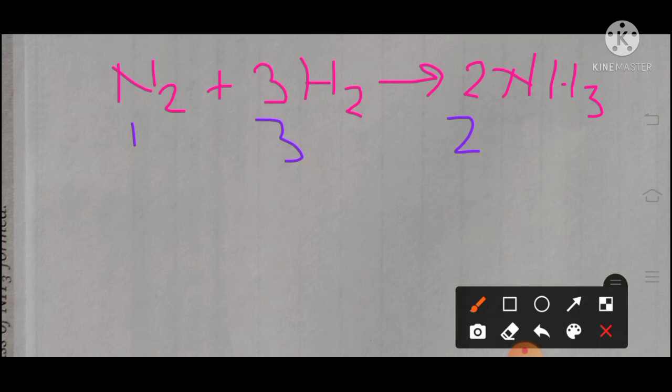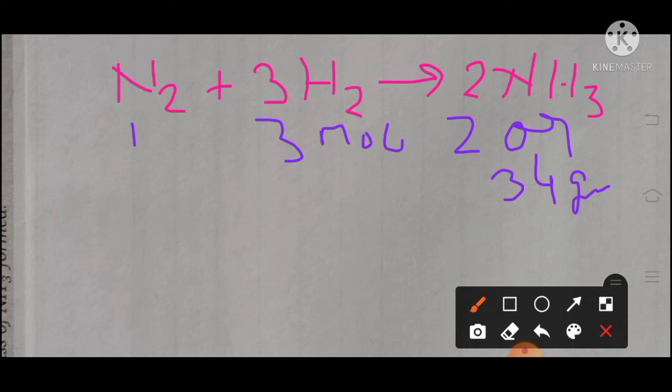Molecular weight of ammonia, NH3: atomic weight of nitrogen is 14, hydrogen 3, 14 plus 3 is 17, that is 34. Okay, that is 3 mole of H2 formed, and here we can write 3 mole of H2 formed 34 gram of ammonia.